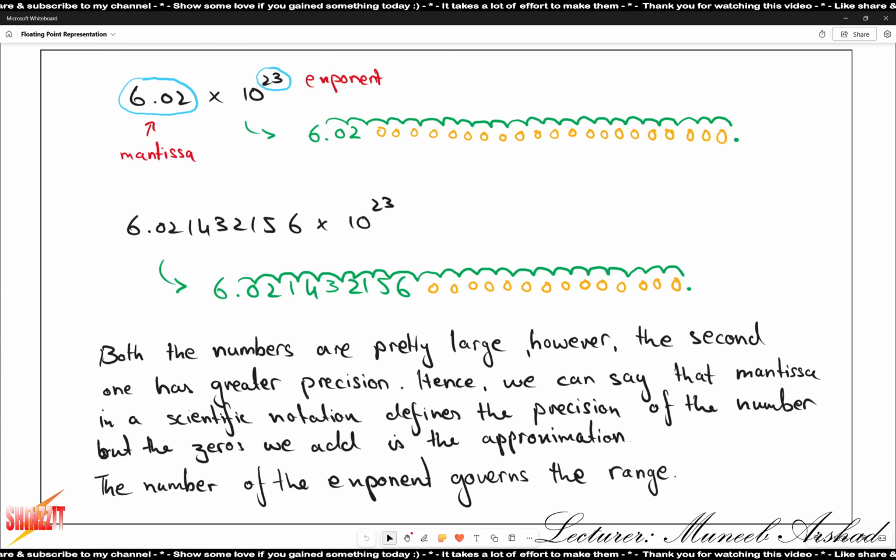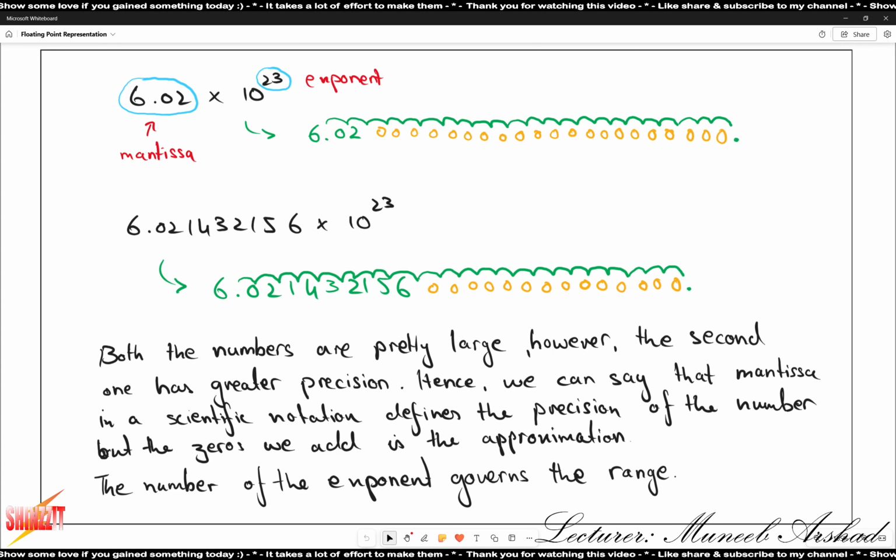However, I have also taken another value, which is 6.0214322156 into 10 raised to power 23. इस केस में भी आप इसी तरह करोगे कि decimal place जो है वो आपका shift करेगा towards the right if you are to evaluate this scientific notation.